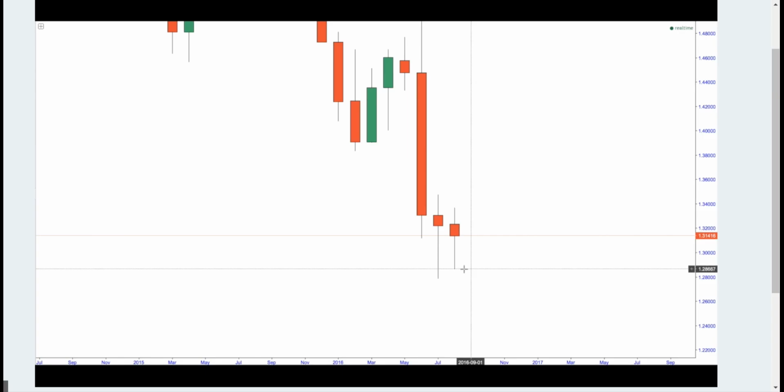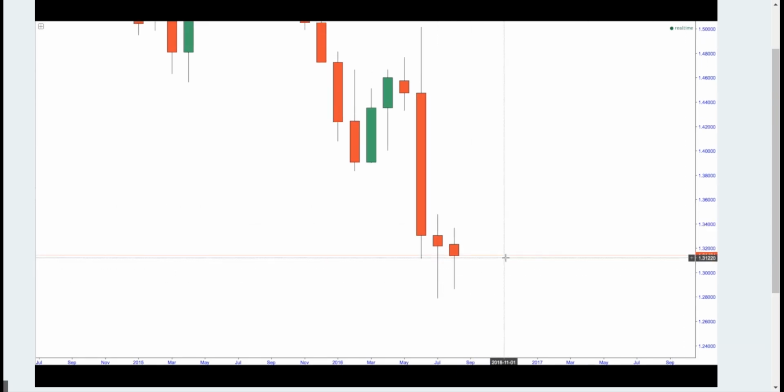Not as low as the prior month, but 1.2866, so around 100 pips off where we went in the month of July. Currently, because this month has not formed yet, this is where we're trading now. Now, we've still got 2 weeks left of the month, and this is important. So if you're going to judge on any time frame, I'm going to show you the lower time frame shortly, but we always must wait until the candle actually closes.